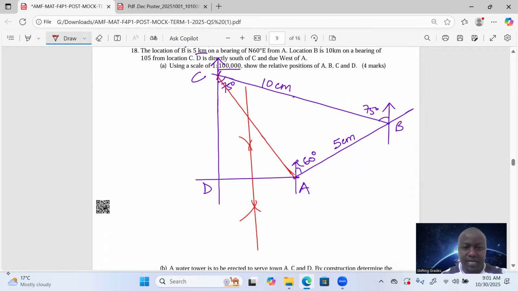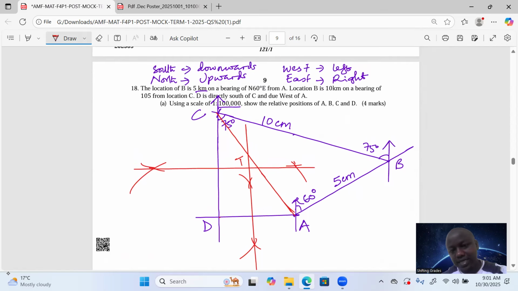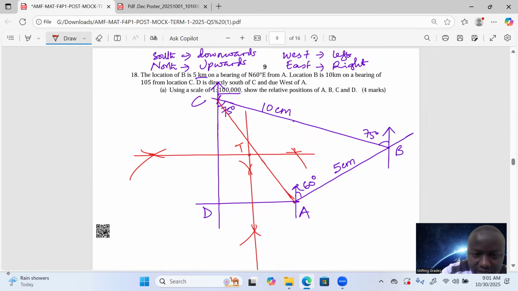You're also supposed to bisect CD. Standing at C, you make arcs, and standing at D, you cut those arcs. Now you'll have bisected CD. You see there is a point where the arcs intersect, where the two bisectors intersect. That is point T. If you stand at T and draw a circle, it will touch A, C, and D uniformly, meaning that the point T we have identified is exactly at the center.